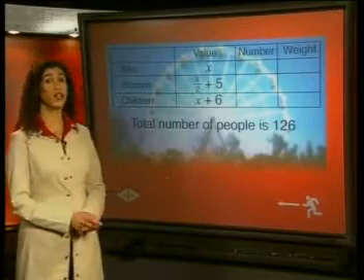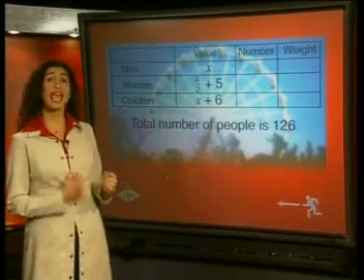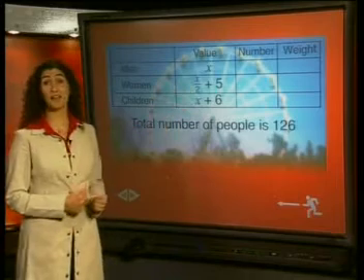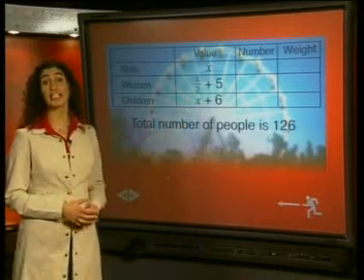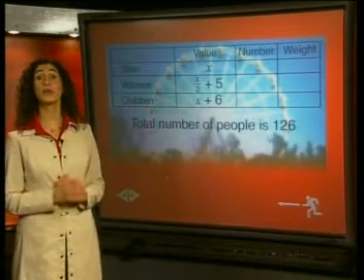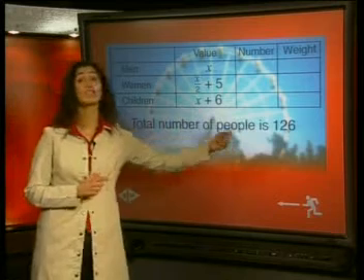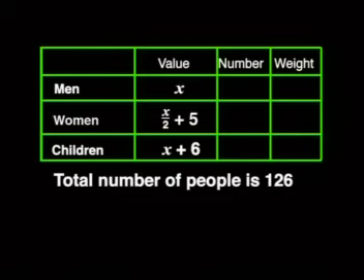On the big wheel, there are x men, x divided by 2 plus 5 women, and x plus 6 children. The big wheel cannot take more than 126 passengers. Write down and solve a linear inequality to help you calculate the maximum number of men, women, and children that could be on the big wheel.